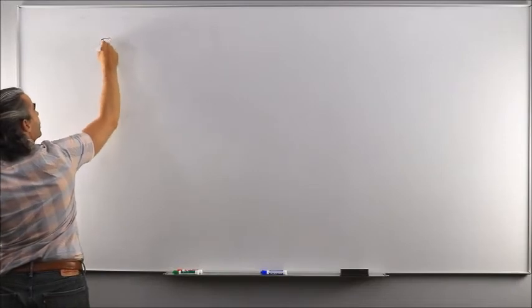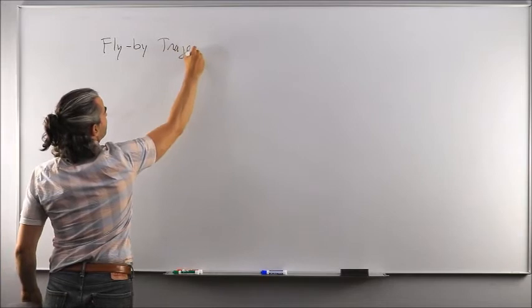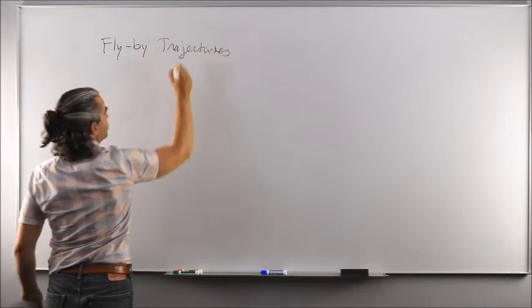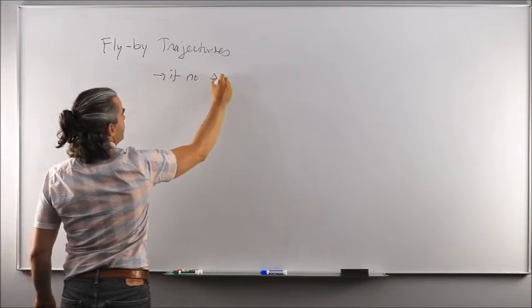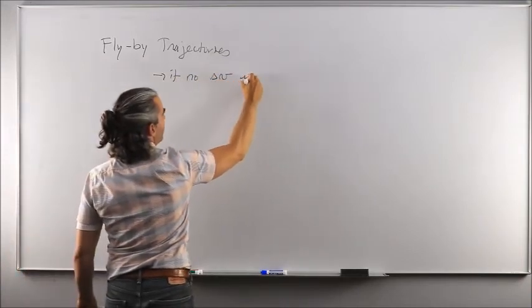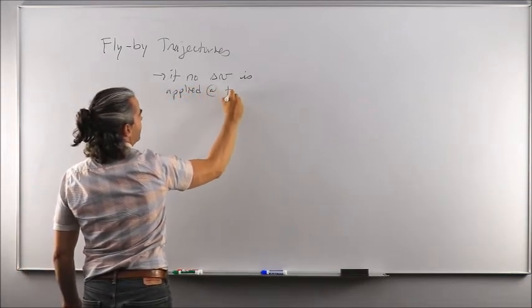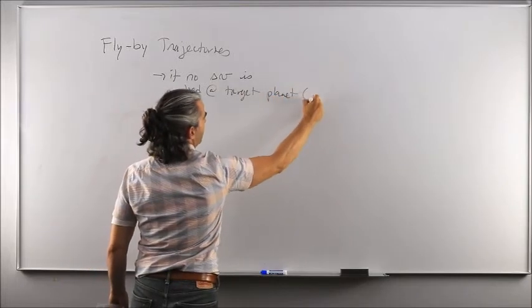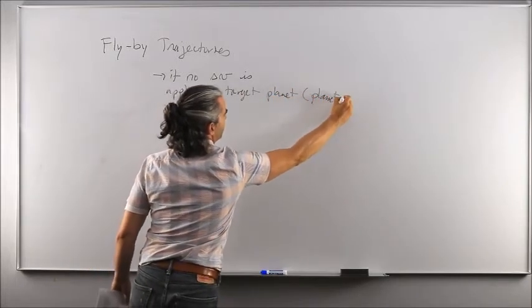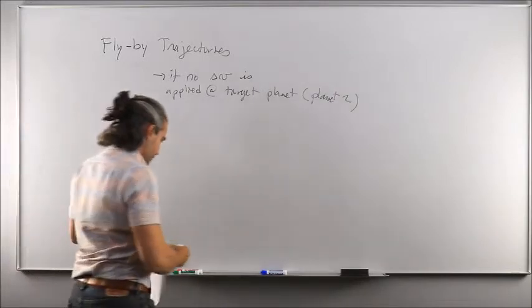Okay, so flyby trajectories upon arrival at the target planet. Are those generated if no delta V is applied at the target planet, which was our planet 2 in this previous discussion, okay? So you have two situations.